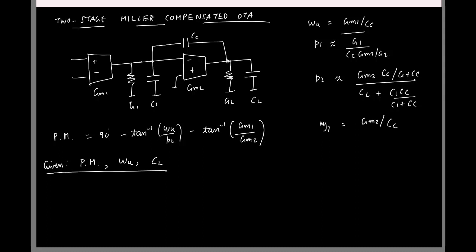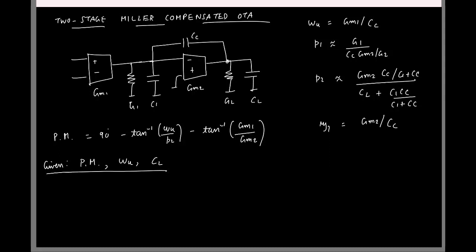Omega u is GM1 by CC, right? I mean, this is clear. This is CC, right? Okay, so this is again a practical design problem, right? In practice, it's not like you will have 3 unknowns, 3 variables, and a nice single solution. In practice, you will have a lesser number of constraints and more design variables to play around with, right?